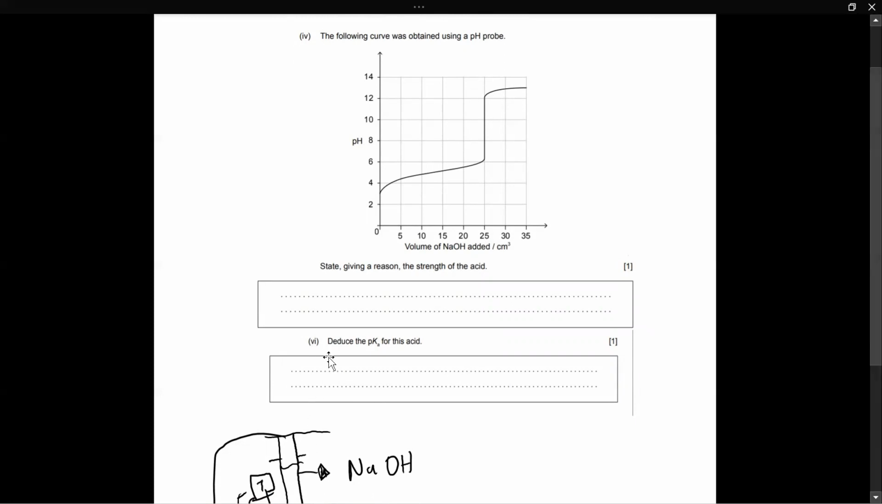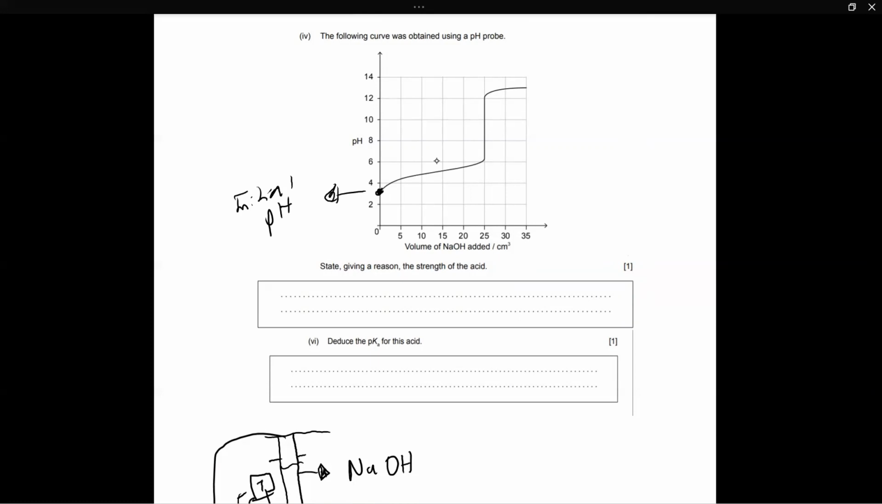Maybe the first clue that you can get about the strength of the acid is from the starting point of the pH. This starting point over here is the initial pH of the acid. Please, I'm so sorry for my handwriting. It's the initial pH of the acid. This is when no sodium hydroxide has been added.